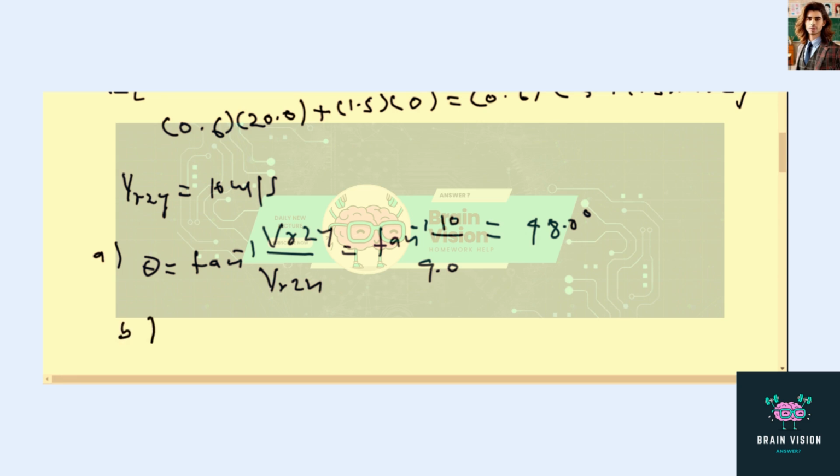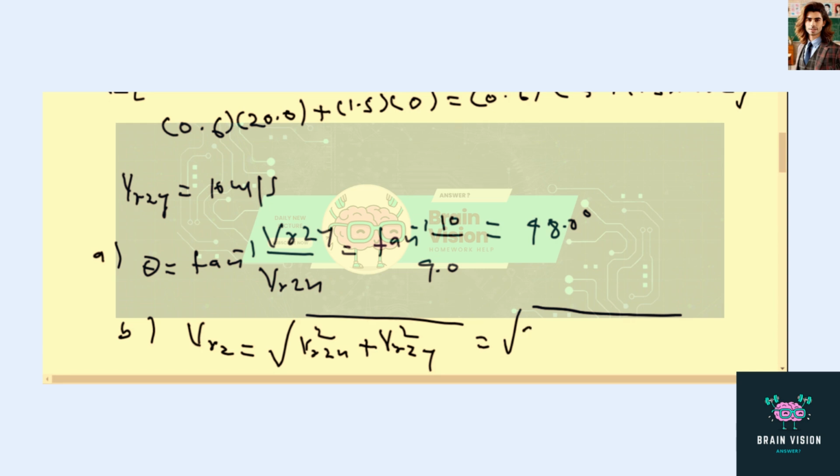Well, the magnitude of the raven's velocity after the collision is given by Vr2 equals root of Vr2x whole square plus Vr2y whole square. And now let's plug in values: 9.0 square plus 10 square, so that is equal to 13.45 meter per second.